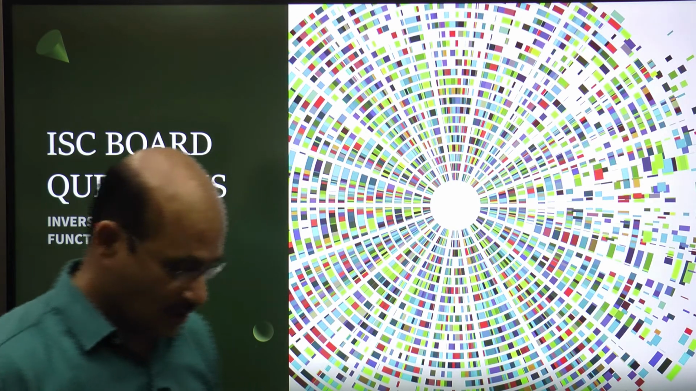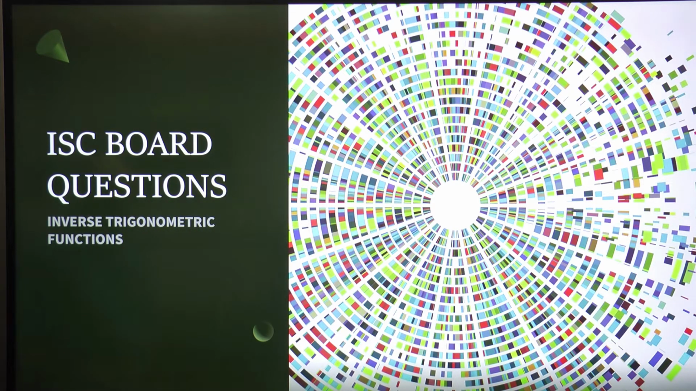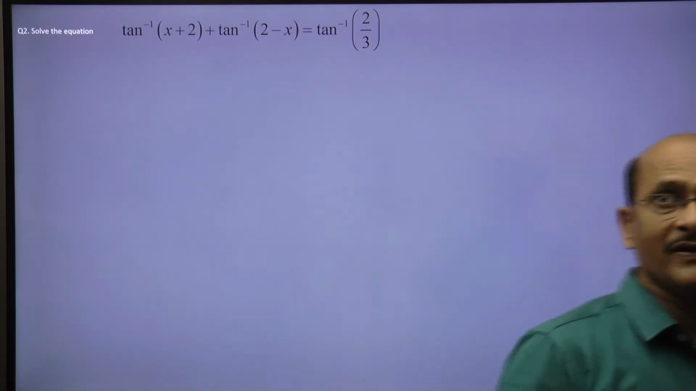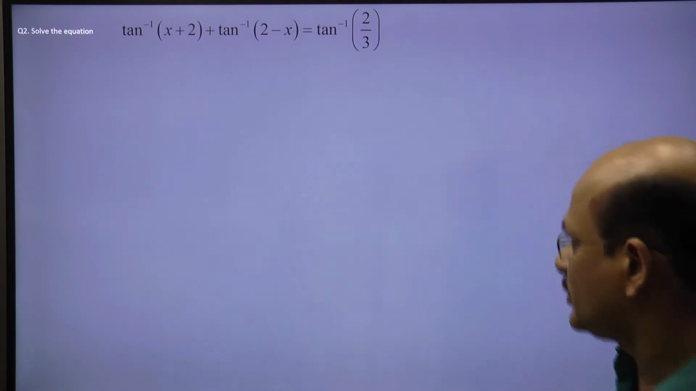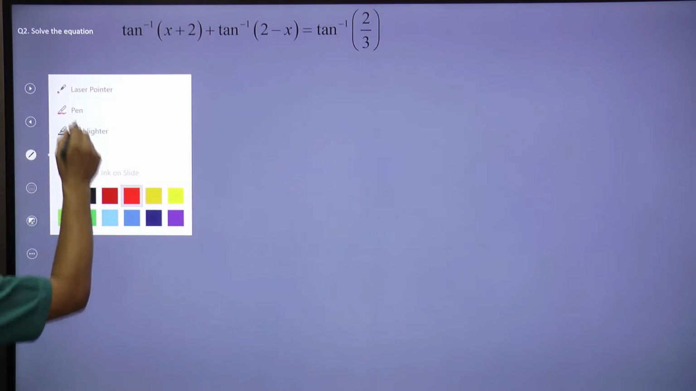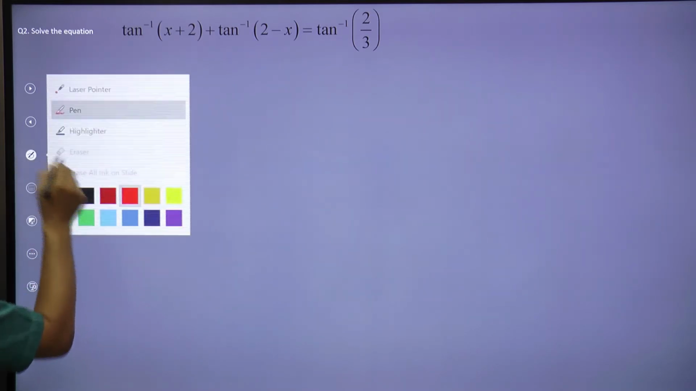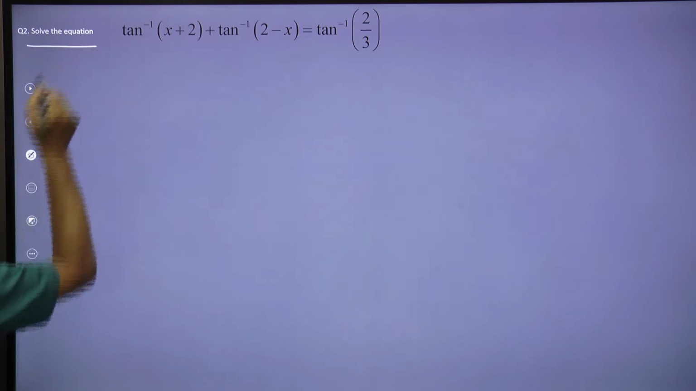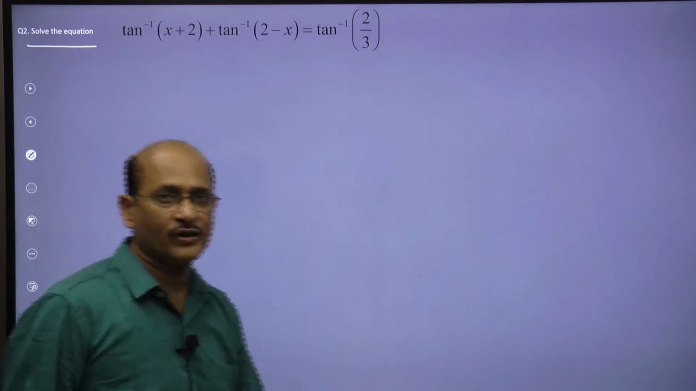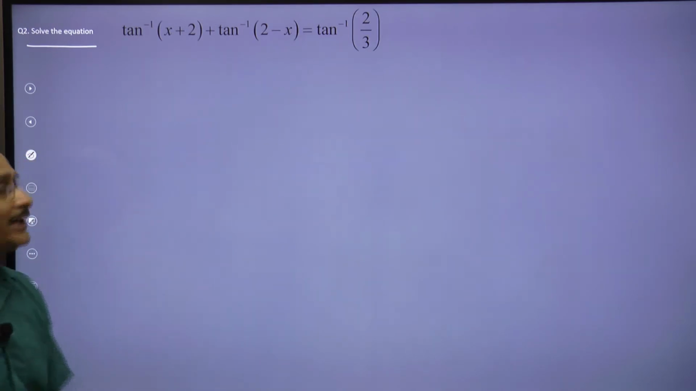The first sum comes now. If you look at this question, it says solve the equation: tan inverse of (x plus 2) plus tan inverse of (2 minus x) equals tan inverse of 2 by 3. So how do I do that? Let us see. tan inverse of (x plus 2) plus tan inverse of (2 minus x).